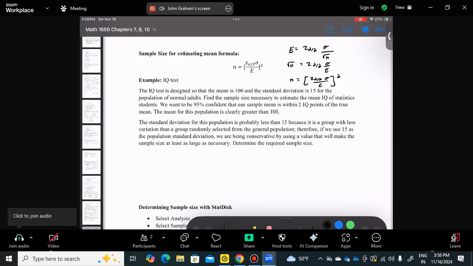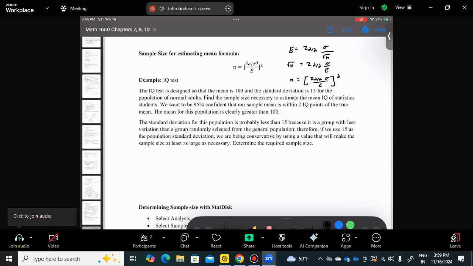Okay. The IQ test is designed so that the mean is 100 and the standard deviation is 15. Find the sample size necessary to estimate the mean IQ of statistics students. We want to be 95% confident that our sample mean is within an IQ score of 2 points from the true mean.